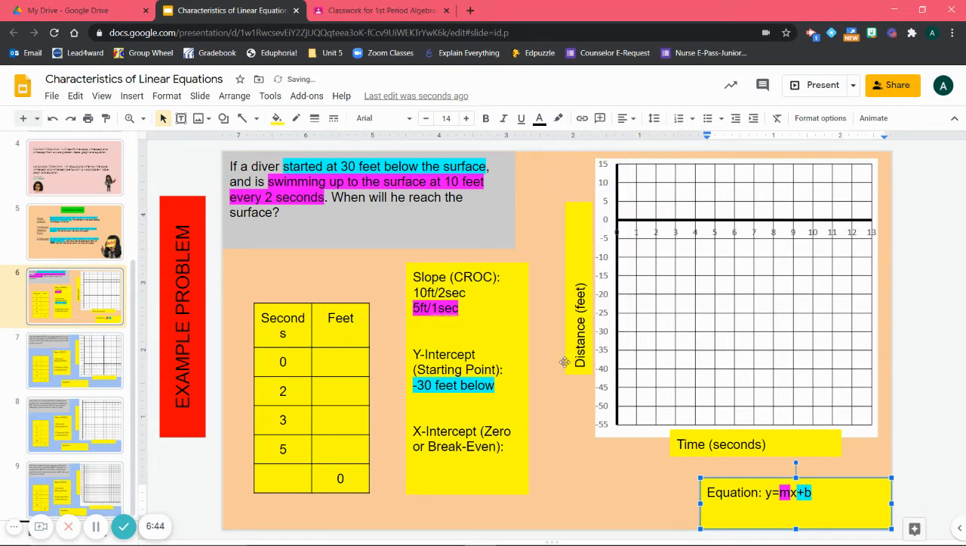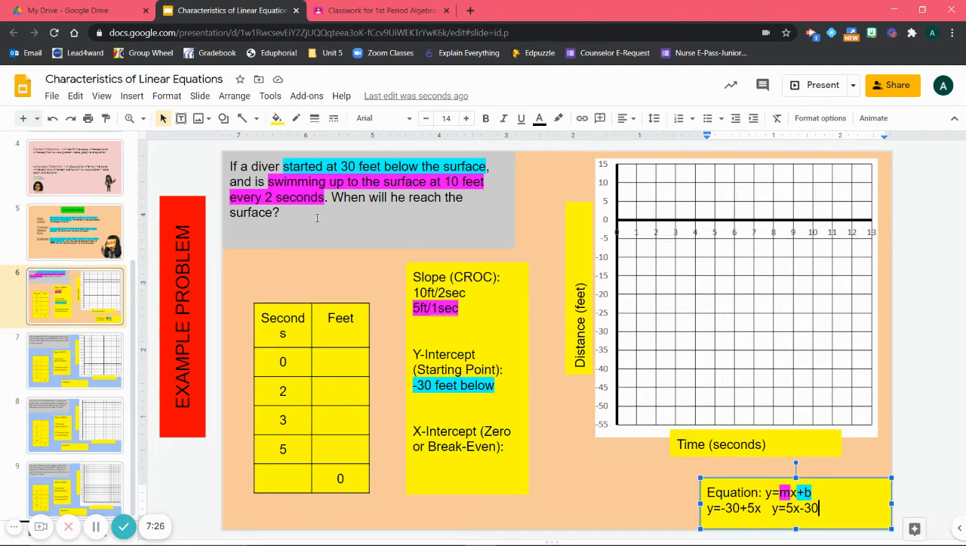So I'm going to write an equation because now that I have my slope and my y-intercept, I can write my equation. So my equation that I'm going to write is y equals, there's a couple of ways you can write this. You can write this as negative 30, I started there, plus 5 feet every 1 second. Or some people like to write it as y equals 5 feet per second minus the 30 feet where they started at. Okay. All right.